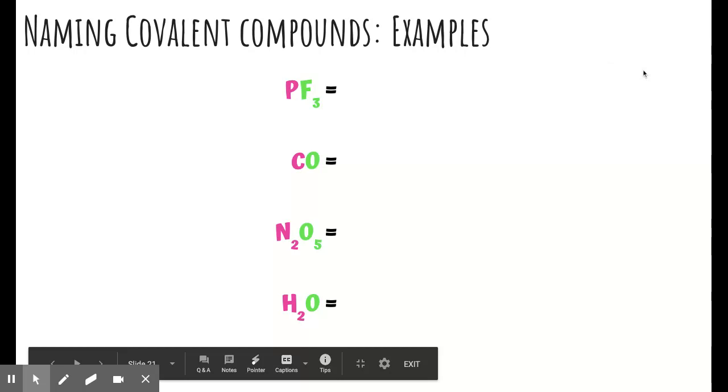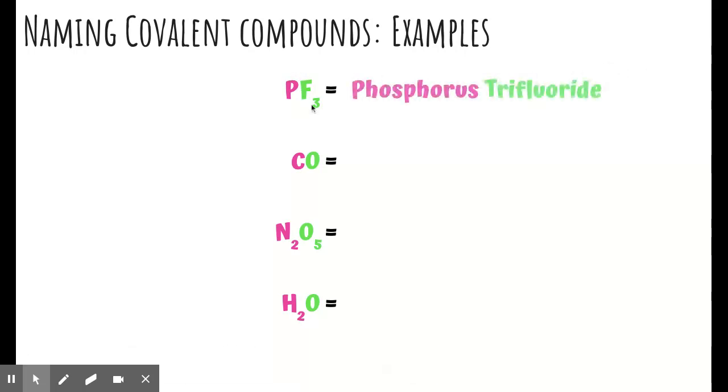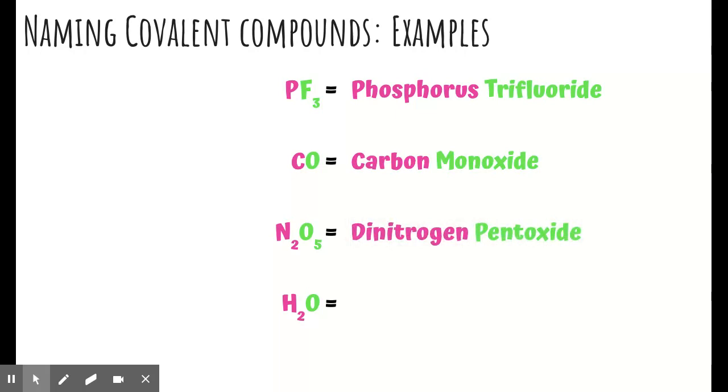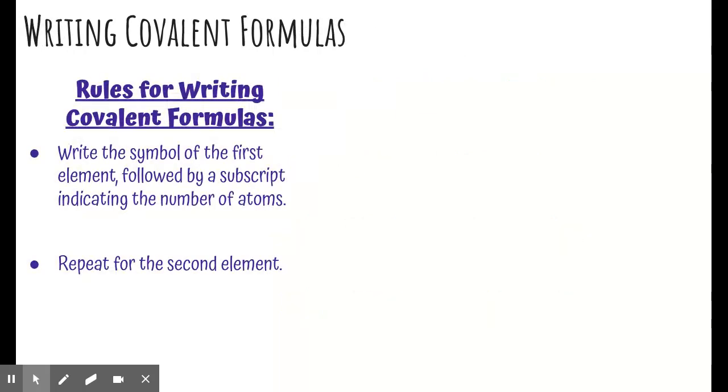Okay, so a couple examples of this. Again, we're just naming the first one, naming the second one, adding in these prefixes where needed, changing the ending to IDE on the last word. So we have dinitrogen pentoxide, dihydrogen monoxide, and so on. Okay, so writing your covalent formulas, these again are also easy. The prefix tells you what the subscript will be for that element, and that's all you have to do.